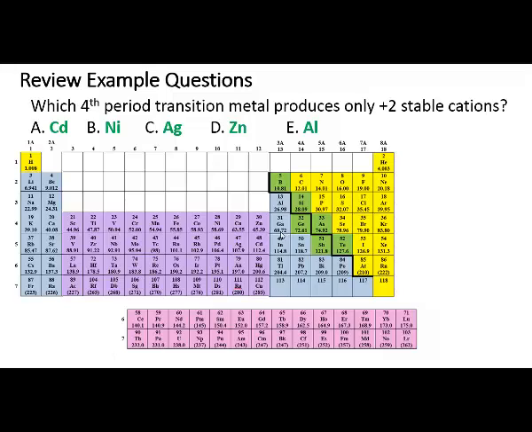So the fourth period starts at potassium. So we're starting at potassium. And so I go over to calcium. I'm not to the transition metals when I'm at calcium yet, right? That would be the alkaline earth metals. Then I go over to titanium, vanadium, chromium, manganese, iron, cobalt, nickel, copper, zinc. I have to think about these transition metals.